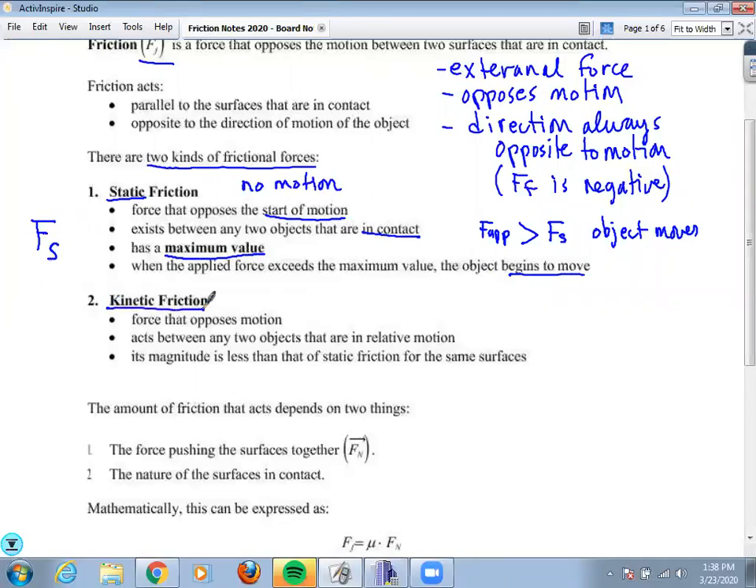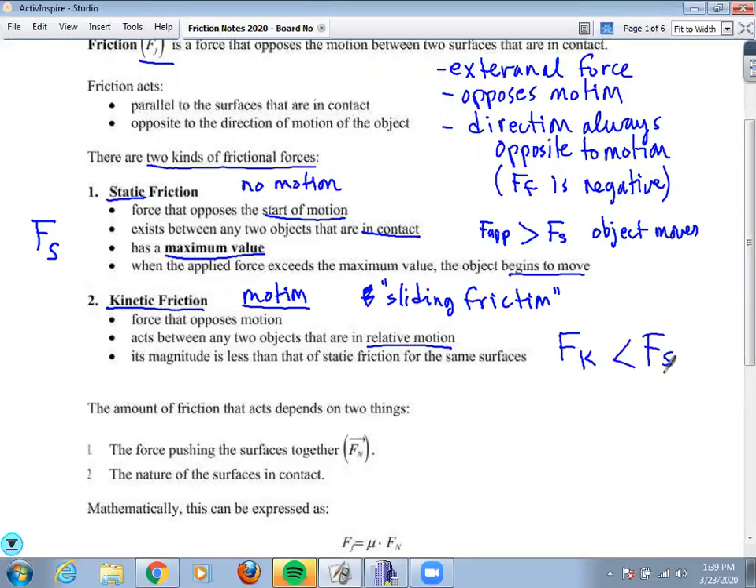The second kind is kinetic friction. Kinetic means motion, so kinetic friction is what we call sliding friction. It acts between two objects that are in relative motion, and all things being equal, the kinetic friction will always be less than the static friction. Static friction is the maximum, kinetic friction is less, and the symbol for kinetic friction is F sub k.